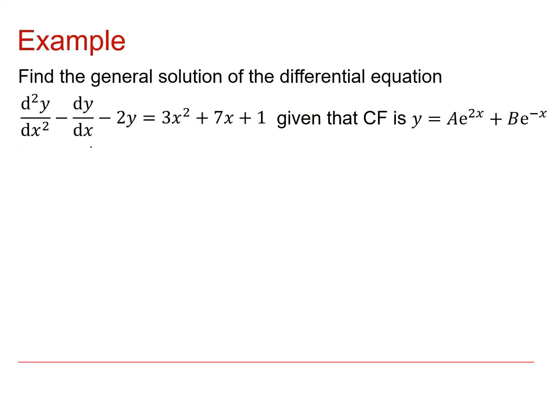This shape of differential equation, the homogeneous type, we have seen before and have solved for the complementary function. That complementary function is y equals Ae^(2x) plus Be^(-x). In this example, I've got a right-hand side of 3x squared plus 7x plus 1, and I want to work out what kind of particular integral I want to complete the general solution. I'm going to try y equals ax squared plus bx plus c.